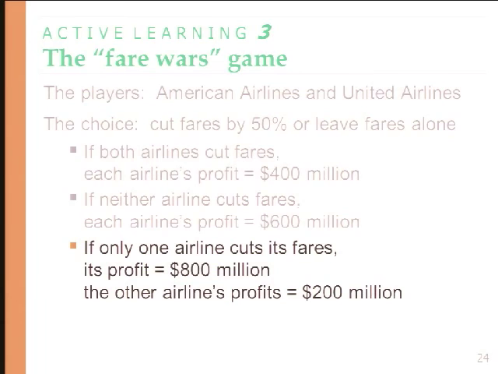Okay, Austin, tell me what the answer is. They'll both cut their fares because they don't trust each other. I see. If they don't trust each other, then they're going to pursue their unilateral self-interest because they can't count on a collective interest. Is that your point?